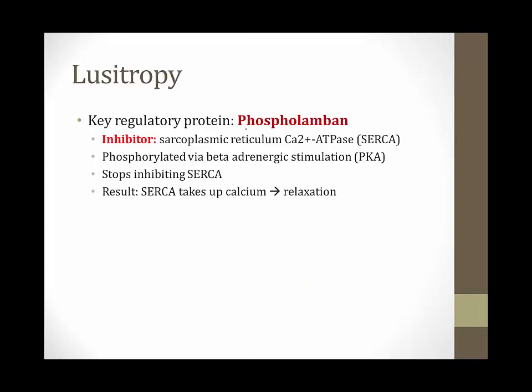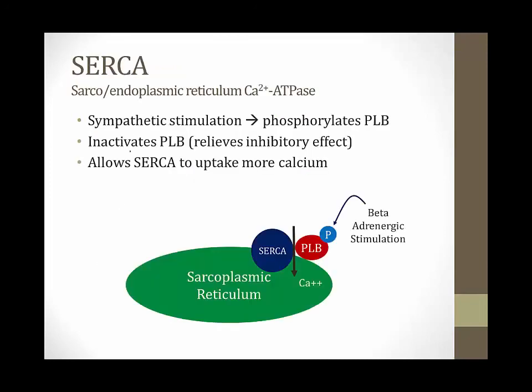The SERCA is regulated by a protein called phospholamban, and the sympathetic nervous system uses this regulatory protein to modify lusitropy just like it modifies contractility. Phospholamban is an inhibitor of the SERCA, and it's phosphorylated by beta-adrenergic stimulation via protein kinase A. And when it's phosphorylated, it stops inhibiting SERCA, and the SERCA can work faster to take up calcium and cause relaxation. And here's a picture just to make this more clear.